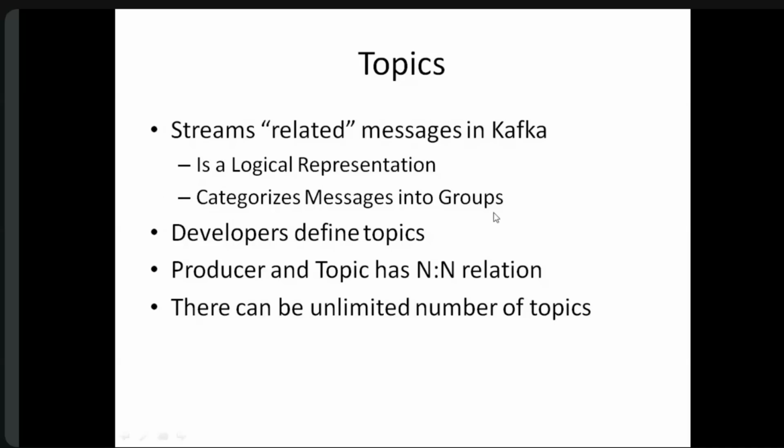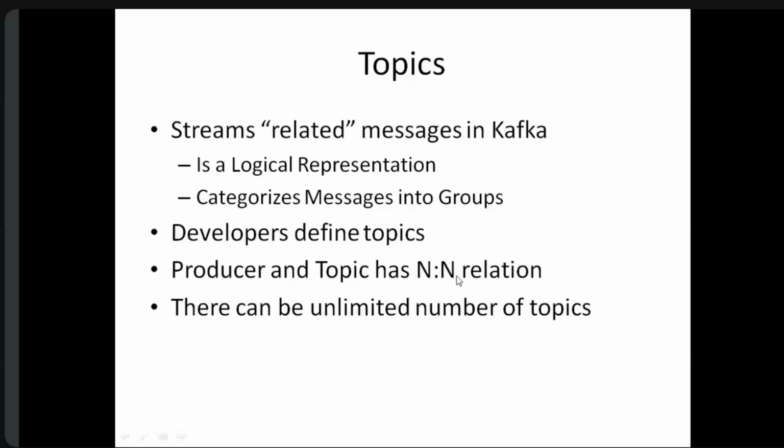So that is why we are saying categorize message into group. The Kafka cluster will decide how many topics they need, and accordingly they will decide. And then there is an end-to-end relation between producer and topic. End-to-end means one producer can produce data to n number of topics, and similarly, one topic can send the data to n number of producers.